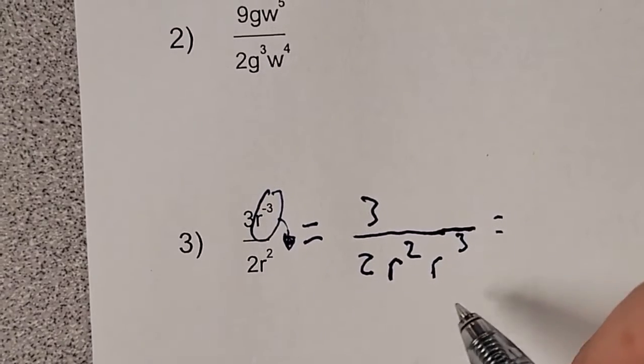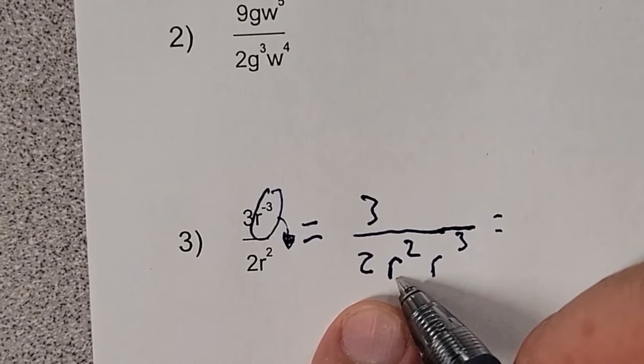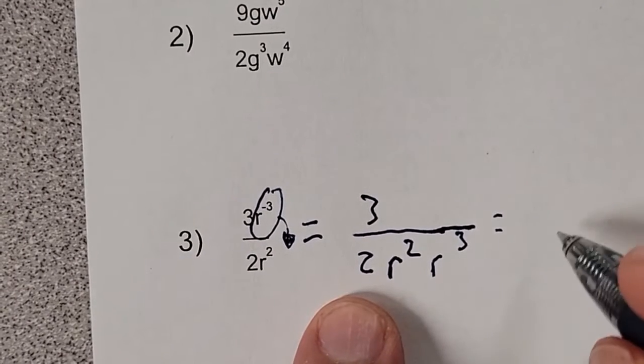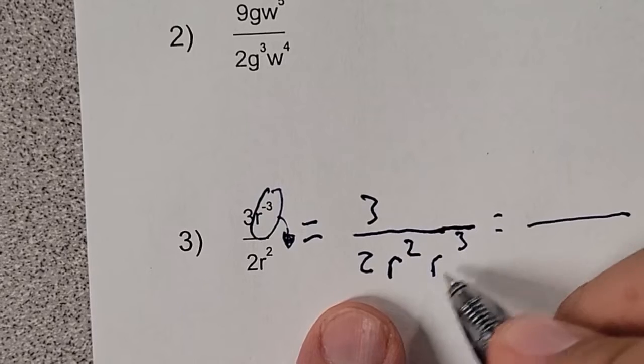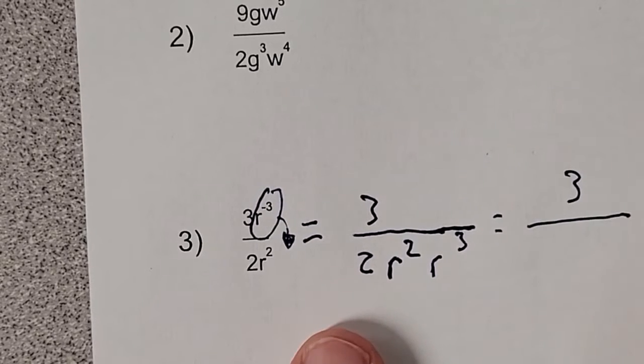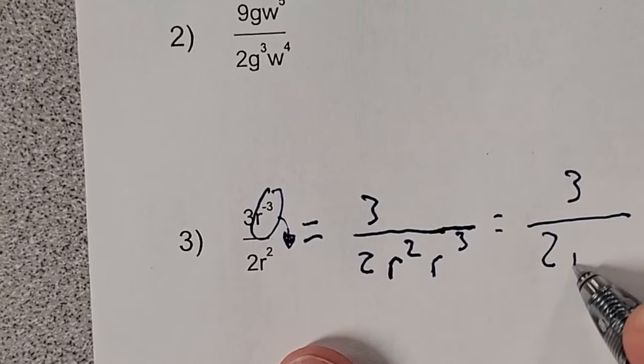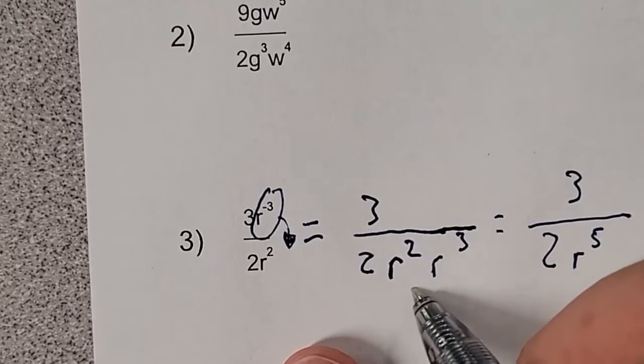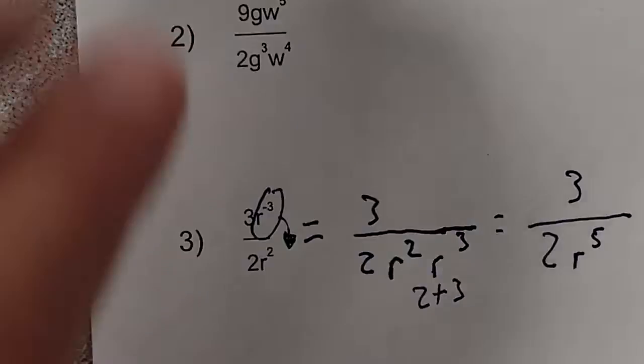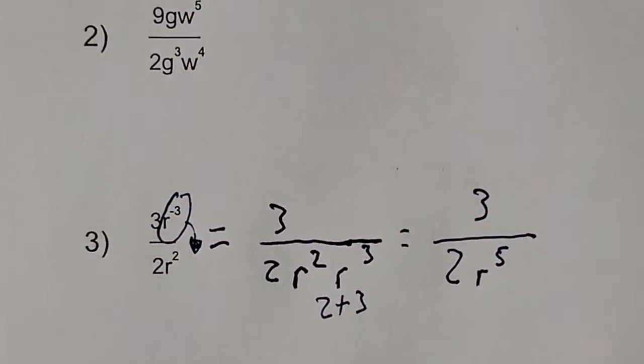I don't want to have double r's. So here we have 2, here we have 3. We're just going to add them. Whenever the letters are right next to each other, we just add. So I have a 3 on the top, 2 on the bottom with r to the 5 because we're putting 2 plus 3. Okay? Now, you do not move positive exponents.